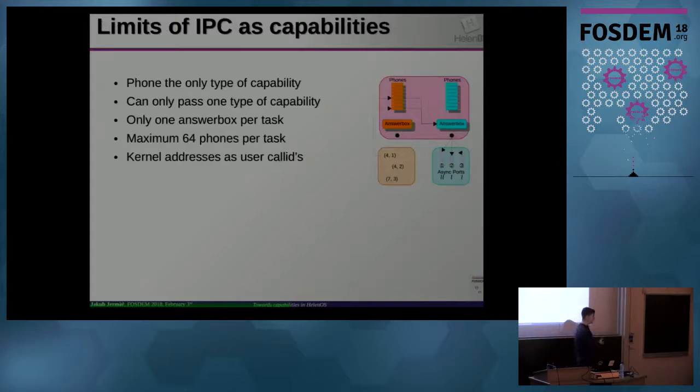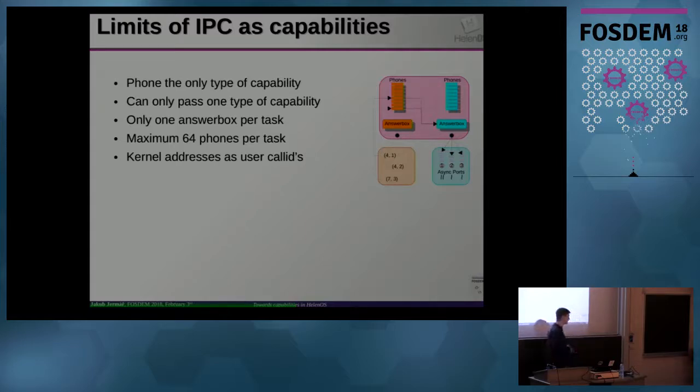Now, what are the limits? Because I said it's analogous to Mach, but it has limitations. The limitations of the state which existed about a year ago is that phones were the only type of capability. There were no other objects that were somehow usable with this. And it was only possible to pass one capability, which is the IPC connection. There was only one answerbox possible per task, which is different from Mach, which can have multiple ports owned by a task.